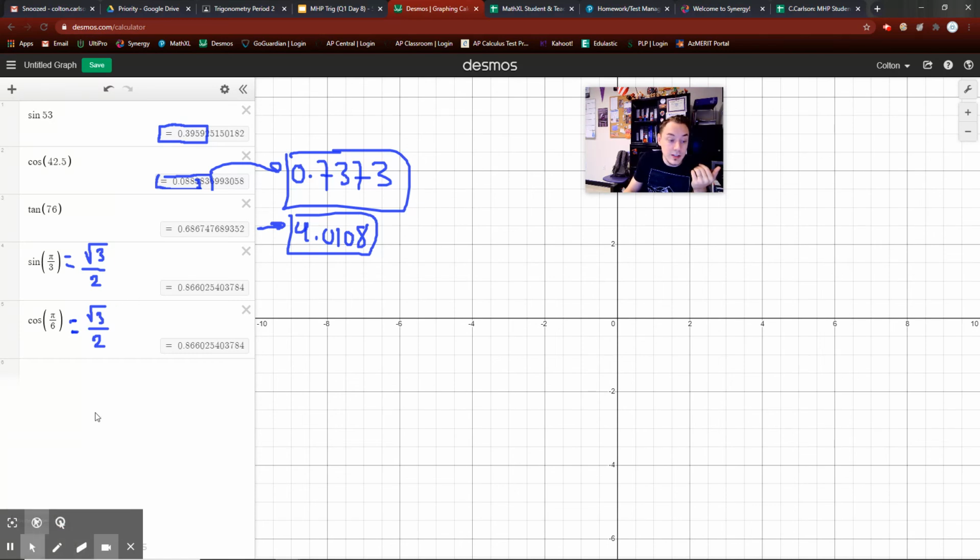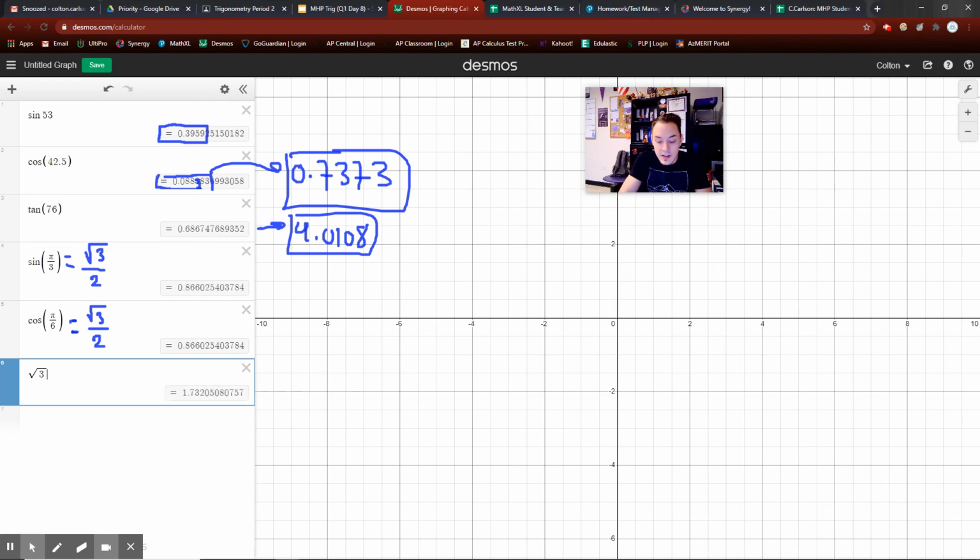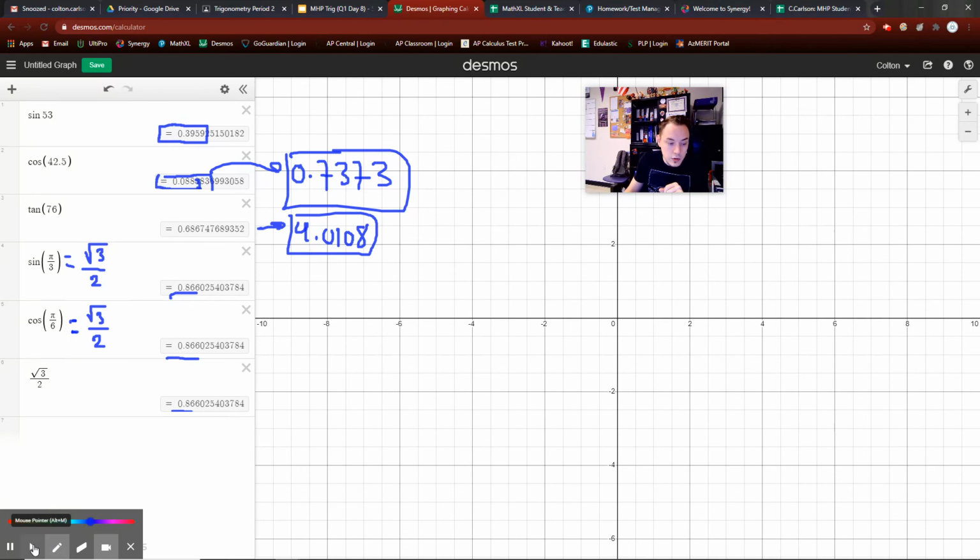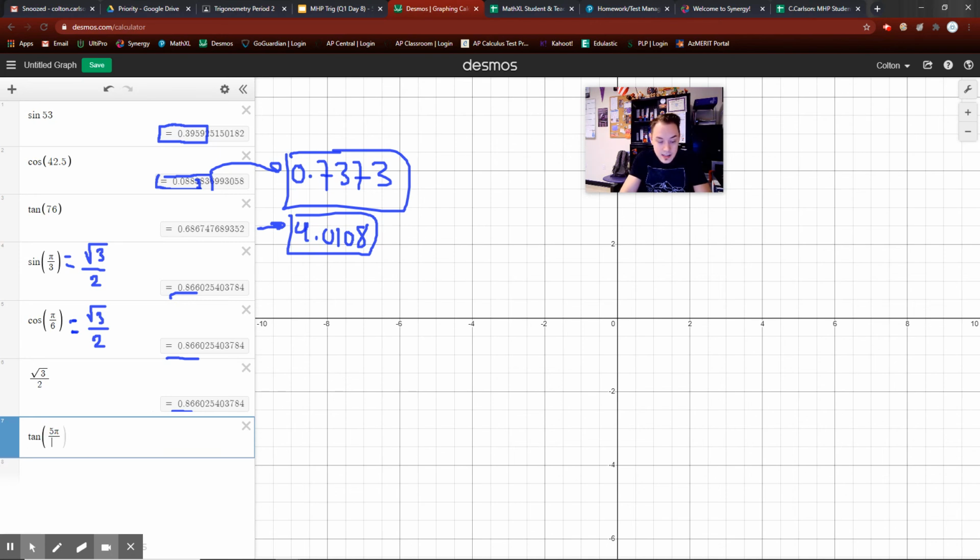Because we learned that yesterday. Now, if I do radical, square root, all I did was type in SQRT and it automatically did square root 3. I go outside of it and then divide by 2. Notice they're all the same exact thing. So you can use that to double check it as well, okay? Sweet. Okay, let's go to my next one. My next one is tangent, parentheses, 5 pi divided by 12, and I get that.